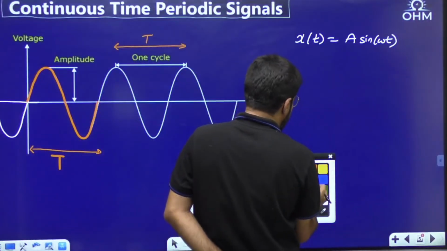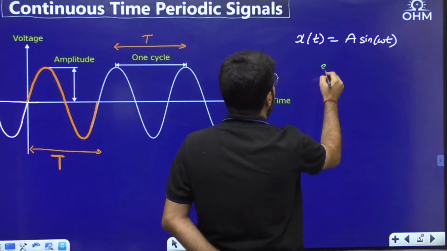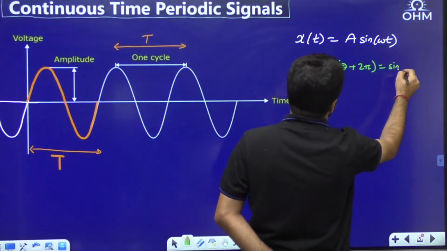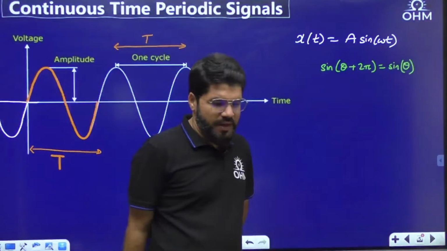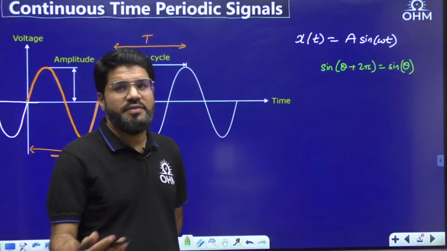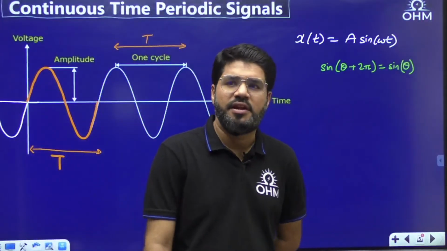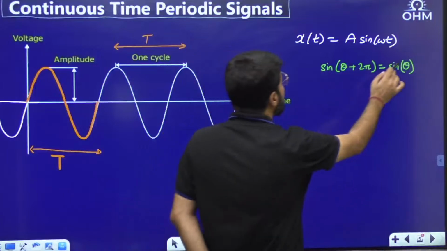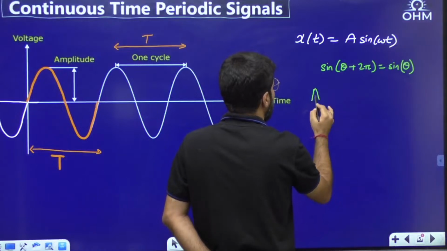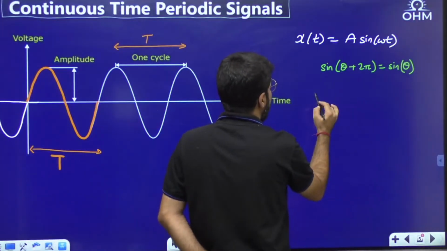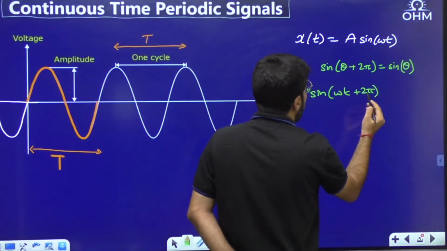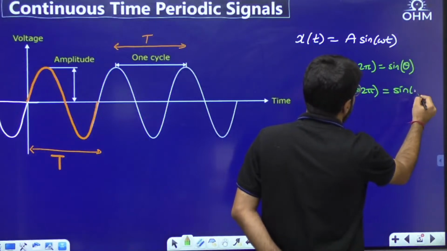How can we simply write it? We can understand it by the concept of sine theta, because sine of theta plus 2 pi is sine theta. Correct? Because the value of sine theta repeats after every 360 degrees, after every 2 pi. Now here I have taken sine omega t. Forget A, the amplitude; let me only consider theta as omega t here. So we know that sine of omega t plus 2 pi should be equal to sine omega t.